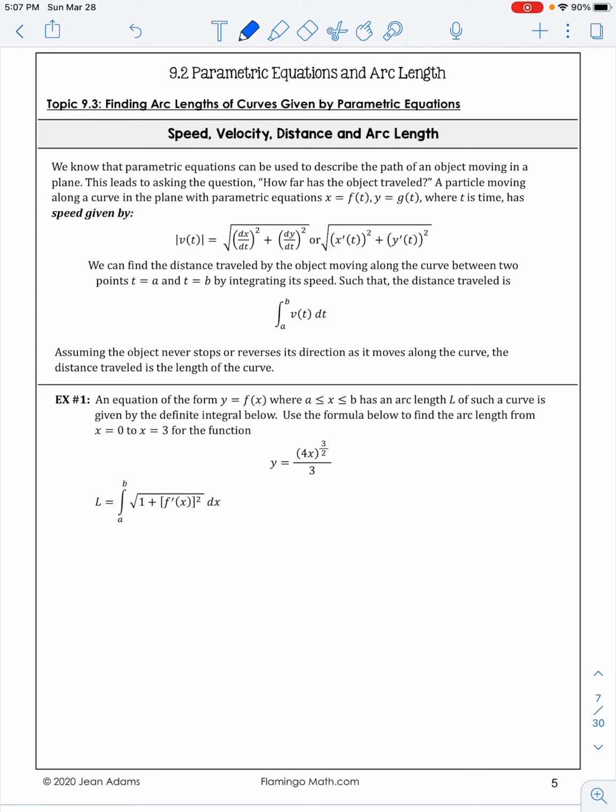9.2 Parametric Equations and Arc Length. We know that parametric equations can be used to describe the path of an object moving in a plane. This leads to asking the question, how far has the object traveled?